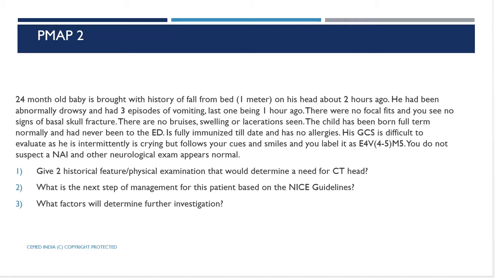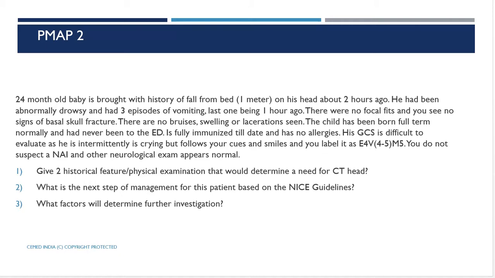Next question, again pause the video and write down your answers. Okay, so give 2 historical features. So risk features we have to give for a CT scan. See to it that we don't repeat what is given in the question stem. So GCS will not be there. 3 episodes of vomiting will not be there, and mechanism of injury is very low, and there are no fits or no basal skull fracture signs.